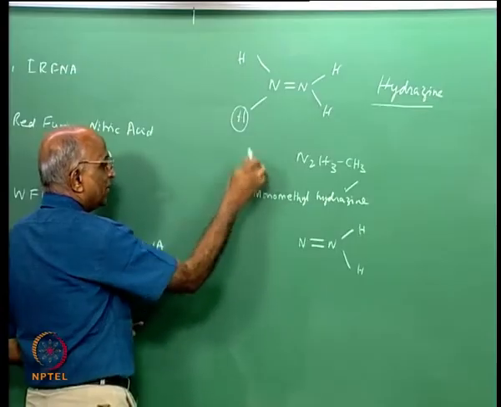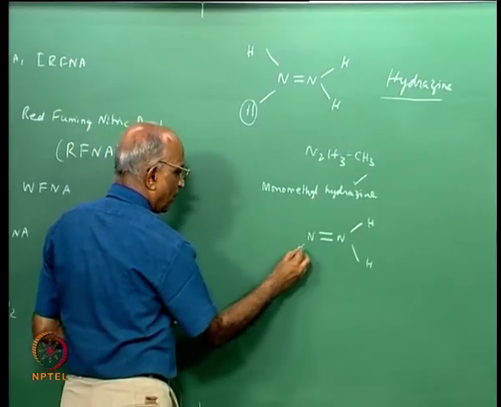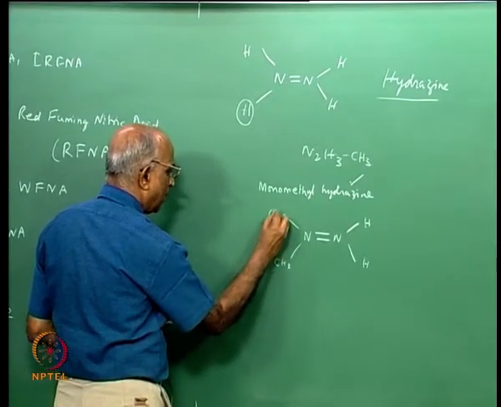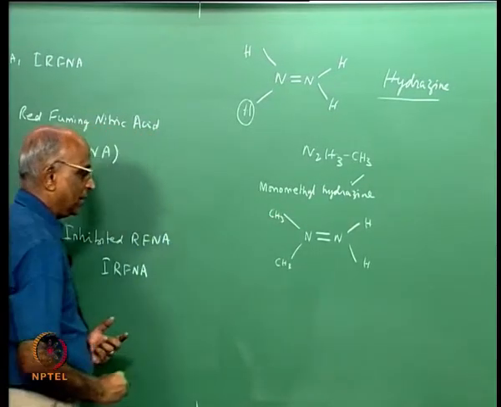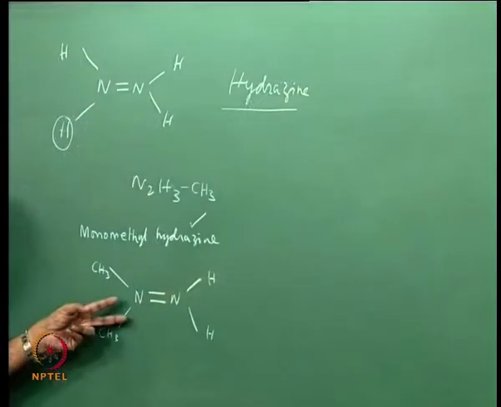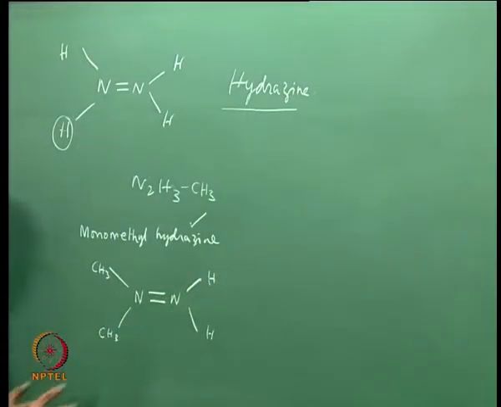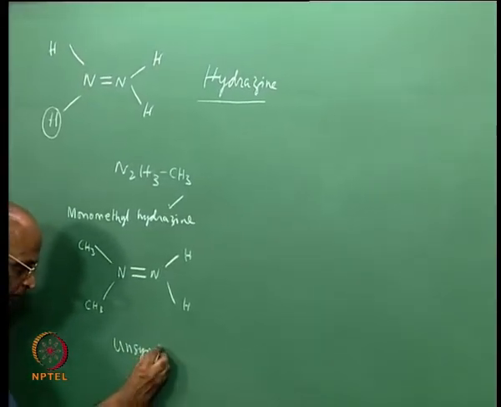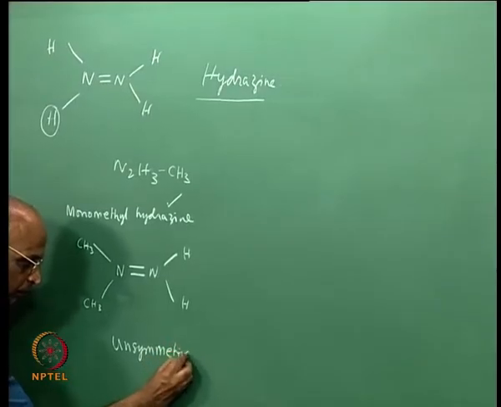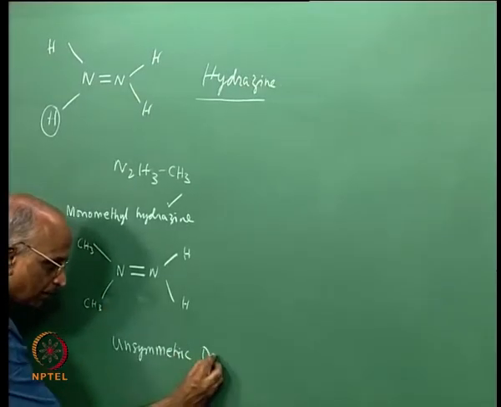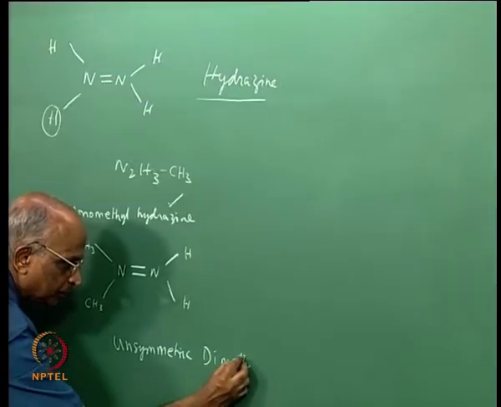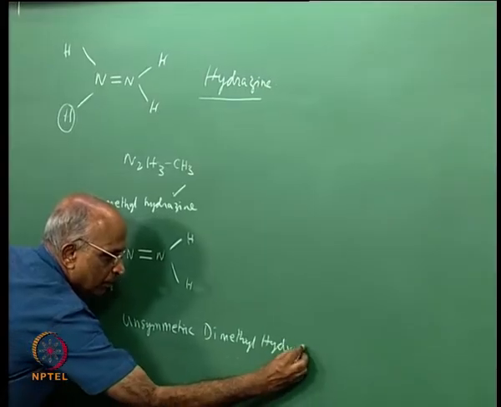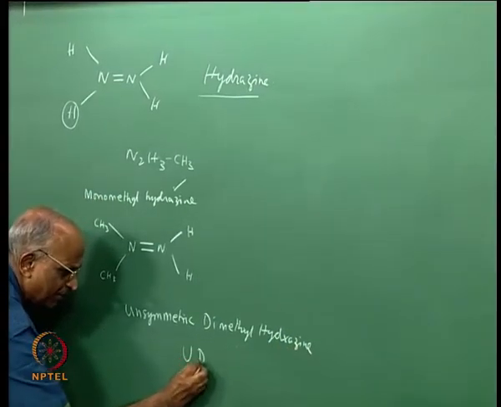Instead of taking one hydrogen and substituting it by a methyl radical, on one side unsymmetrically I put one methyl radical here, one methyl radical here, and this is known as unsymmetrical. That means the molecule is no longer symmetric. I have something like unsymmetric dimethyl hydrazine, which is known as UDMH.